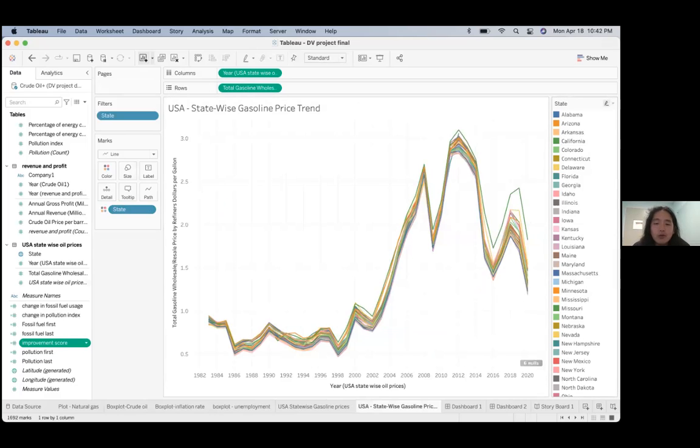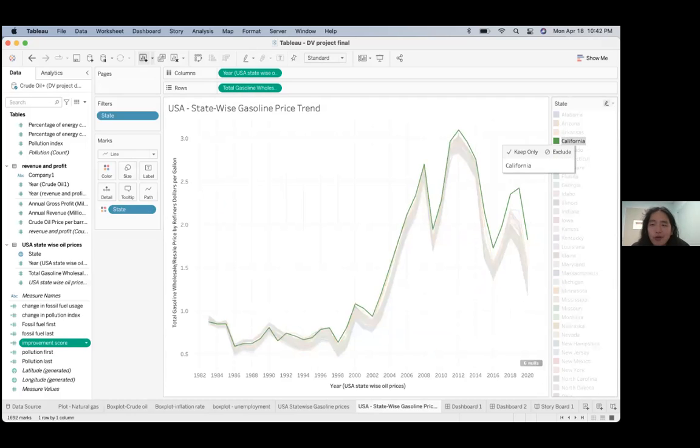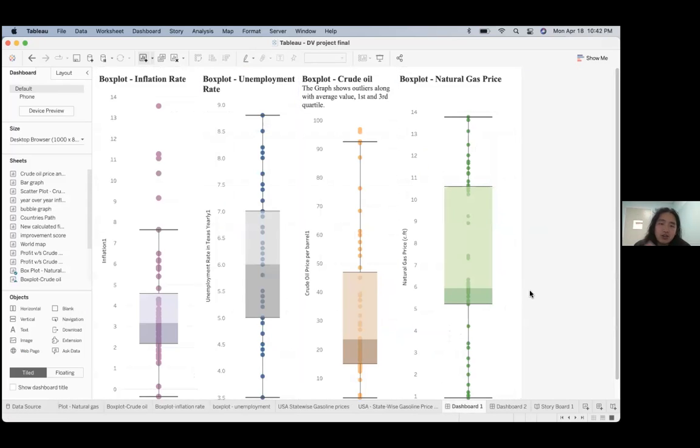We can see those are really similar trends except for one state, California, which is just a little bit different, but usually the states go together, increasing together or decreasing together. For the box plot, we can see just 5 outliers in inflation rate and unemployment rate. There are 2 outliers in crude oil, and there are no outliers in natural gas price.